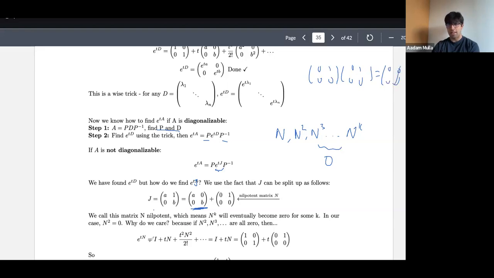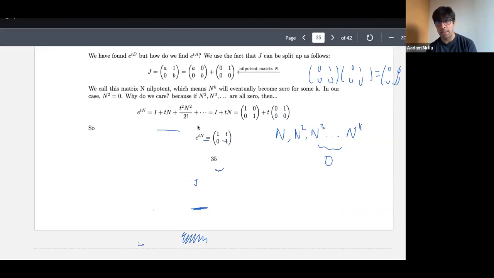And that's nice because that means that in this expansion term, N squared is 0, so everything after N squared is also 0. N cubed is also going to be 0, N to the 4 is also going to be 0. So e to the tN, our nilpotent matrix, is given by this: identity plus t times N. I'm also skipping over this quite a bit. So we found e to the tN. However, we want e to the tJ.